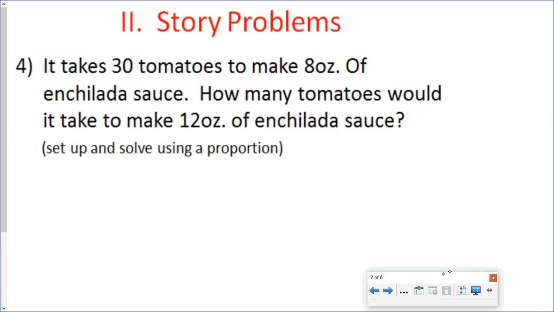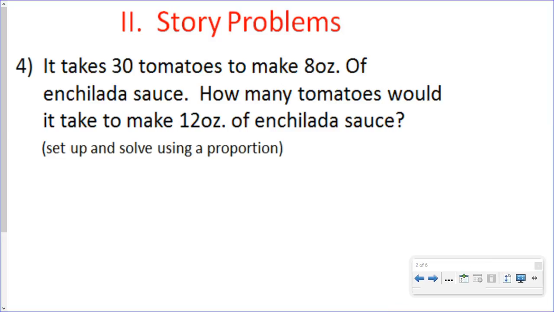All right. We want to now be able to set up our own proportions, and so we have to translate from this problem. It takes 30 tomatoes to make 8 ounces of enchilada sauce. How many tomatoes would it take to make 12 ounces of enchilada sauce? So set up and solve using a proportion. Well, a proportion is made up of 2 ratios. So I'm going to have a ratio here, and that's going to be equal to another ratio.